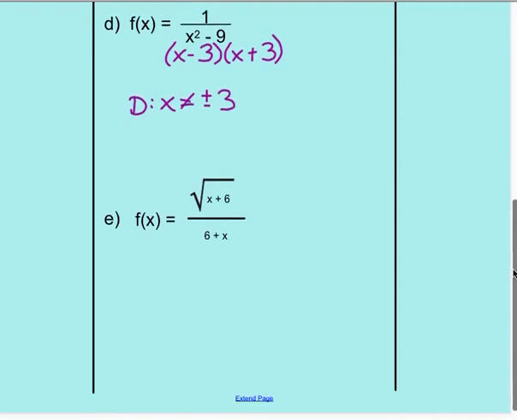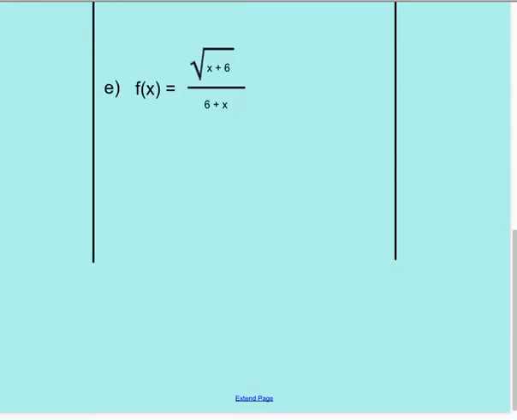And finally, we have this big mess of a function for part E. We've got a radical in the numerator, so we have to look out for taking the square root of a negative. And we've got a denominator, so we have to look out for division by 0. So we're going to look at one domain at a time and then put them together to make sure that they're both okay. So numerator, setting x plus 6 greater than or equal to 0.